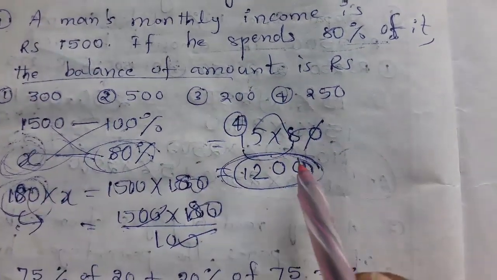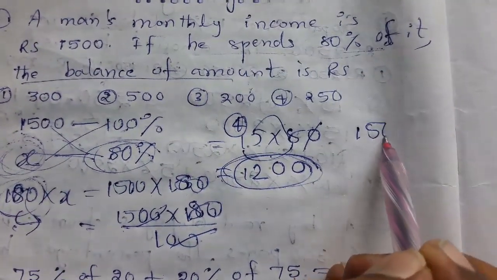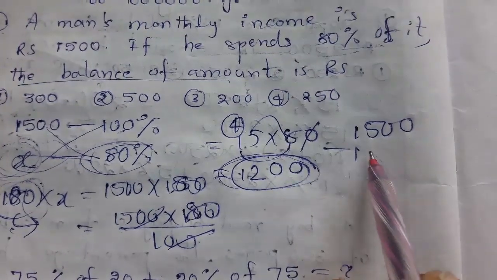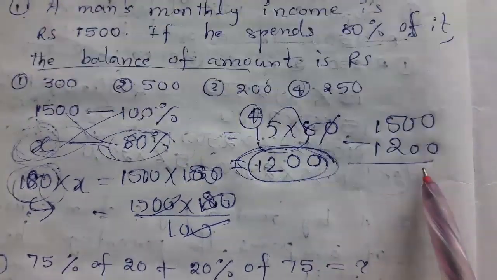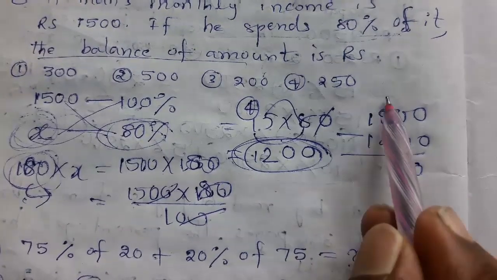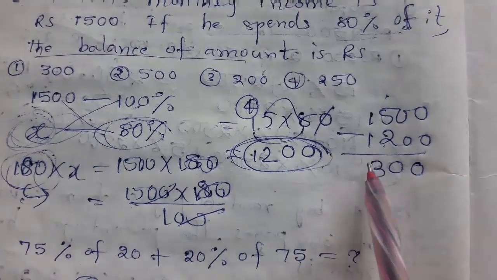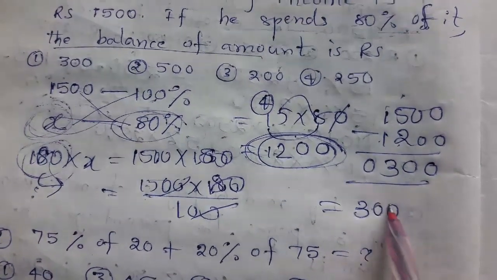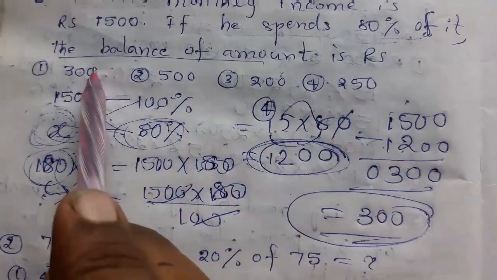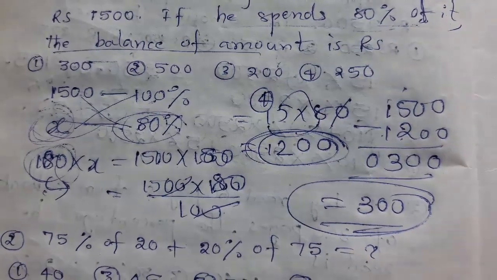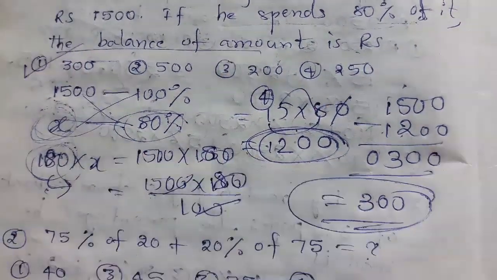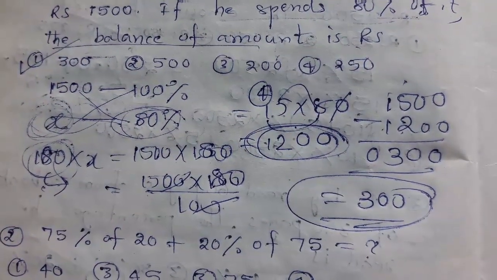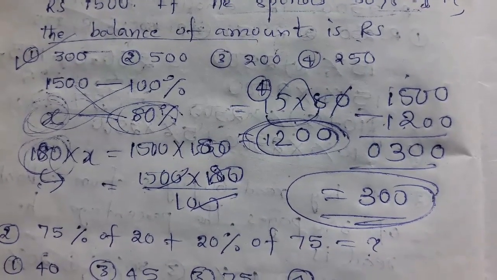So what do we need? The balance amount. That means total amount minus spent amount. We get the balance amount: 0, 0, 5 minus 2 means 3, 1 minus 1 means 0. So what we got? 300. So the balance amount is 300. That means option number 1 is the right answer of the given question.